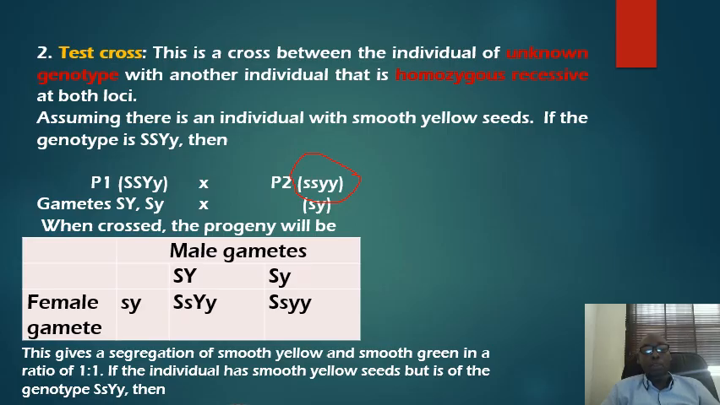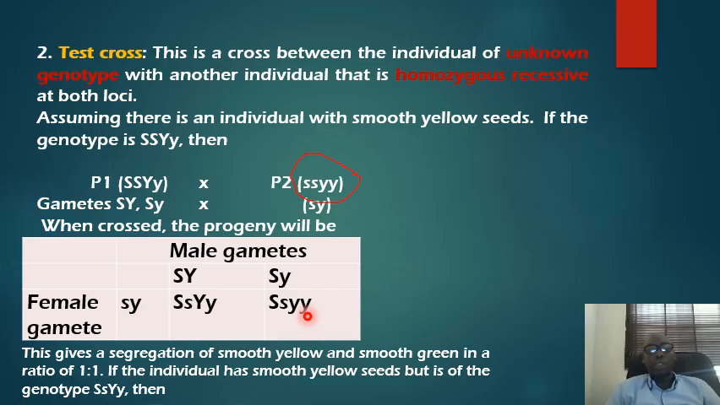Now when crossed, this is a Punnett square. You're going to have two genotypes, smooth and yellow and smooth and green, in the ratio 1:1. It is smooth and yellow because you have capital S and capital Y. It is smooth and green because you have capital S and small y.